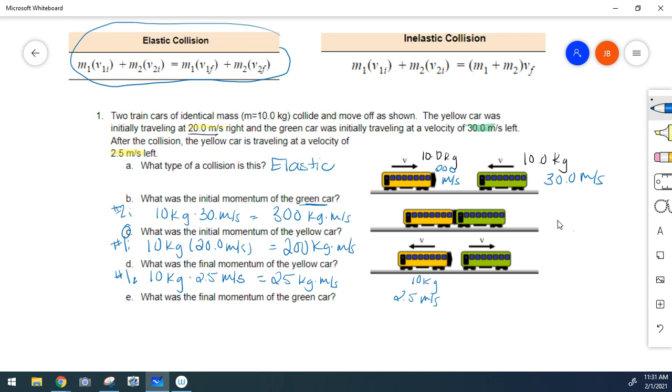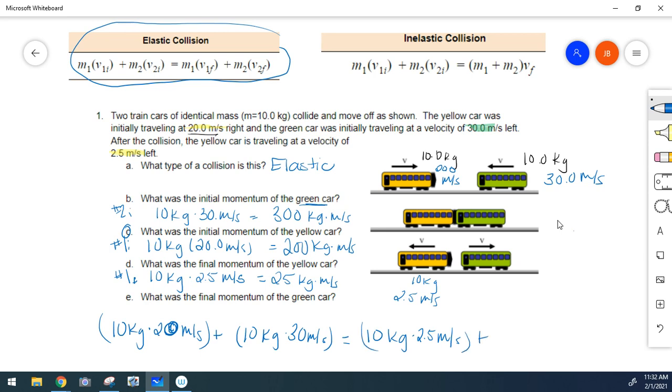So we'll say mass is 10 kilograms times 20 meters per second. That's the first part. And then we're going to add that to 10 kilograms times 30 meters per second, which was the second one. And that's going to equal 10 kilograms times 2.5 meters per second. And then plus still the 10 kilograms, but the unknown final velocity of the second car, the green car. So this is what we're looking for here.